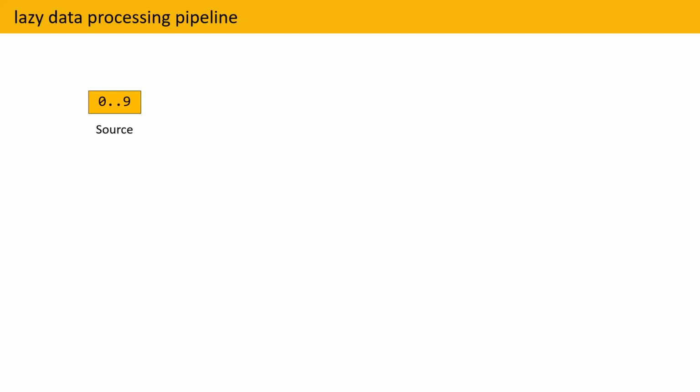Every pipeline needs a source that generates data. Here, the source generates the numbers from 0 to 9. Often, data streams are filtered. In this example pipeline, the next step is to filter for all numbers greater than 5.